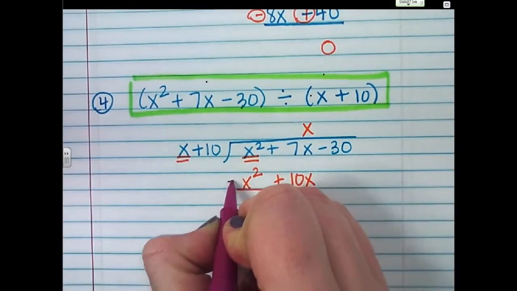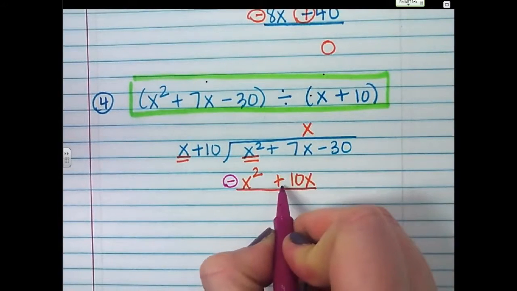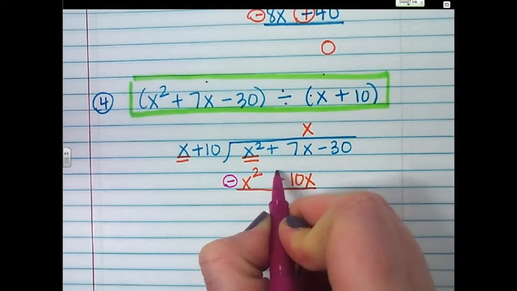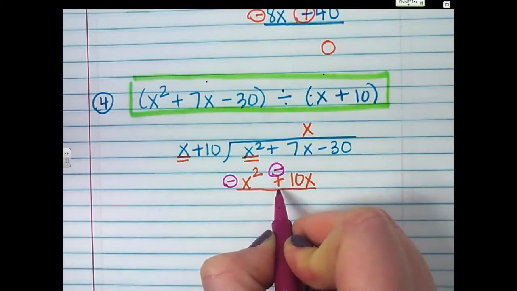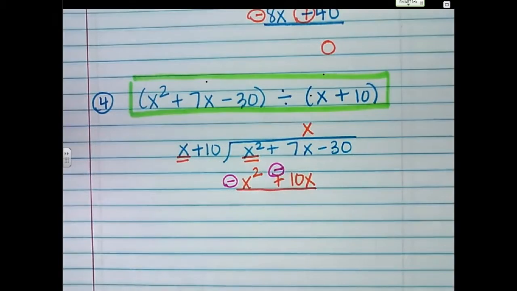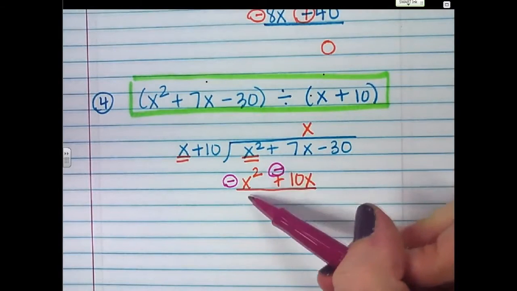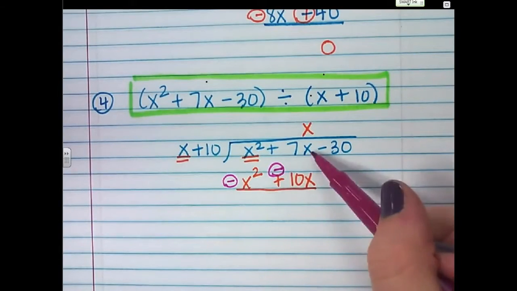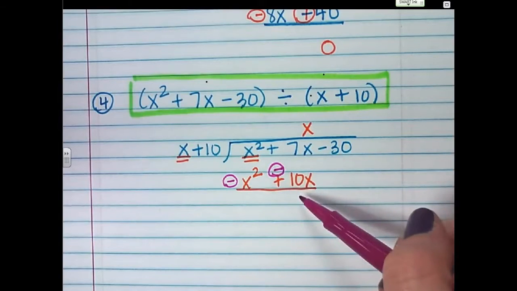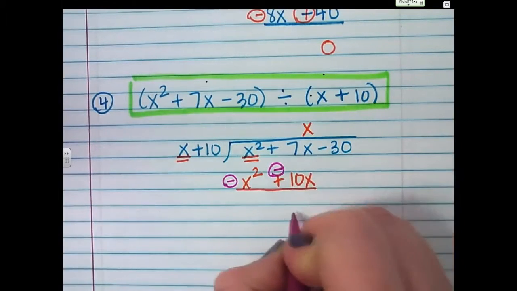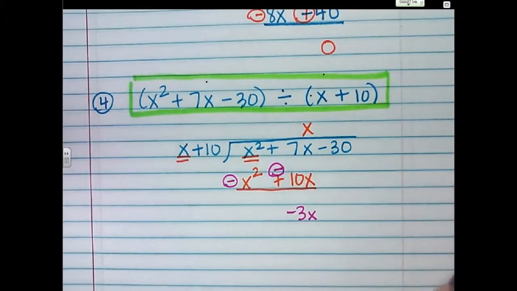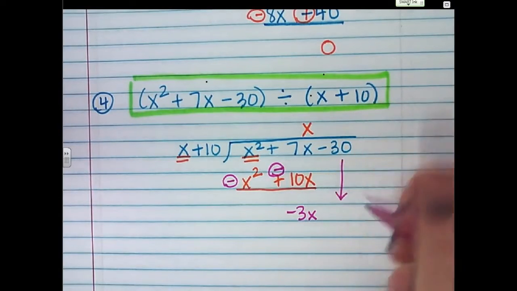So I subtract here. And what do I do here? You also subtract. So it's a plus, it changes signs, it becomes minus. So the x squareds go away. Then I have 7x minus 10x, which is negative 3x. And I bring down the negative 30.